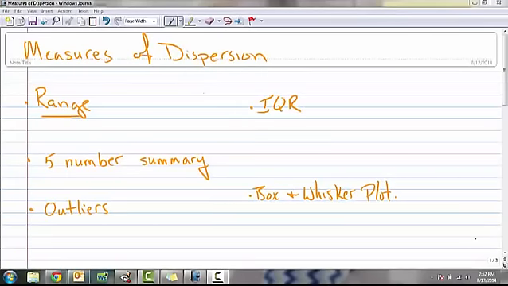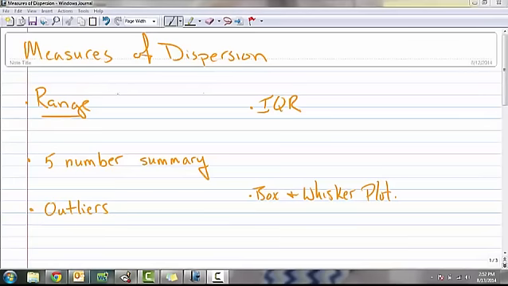In this video, we'll look at measures of dispersion, and what this measures is how spread out or stretched data is. We'll look at some other measures of spread later, but we're going to be looking at the range, the IQR, something called the 5-number summary, outliers, and a visual description of data called a box and whisker plot.